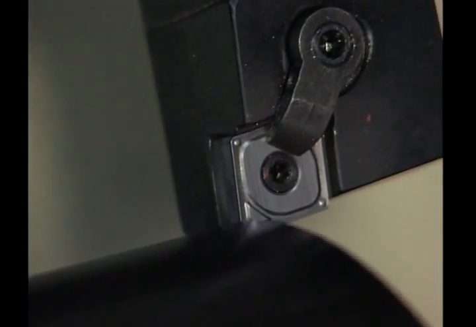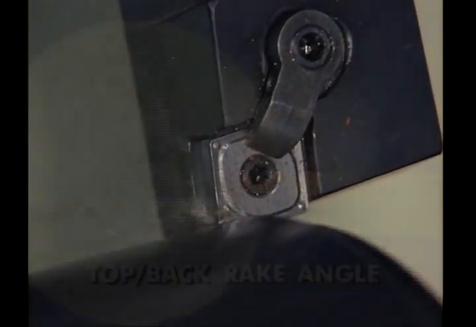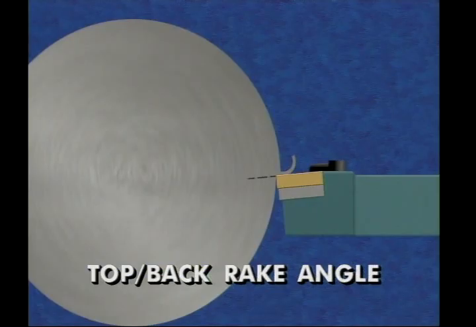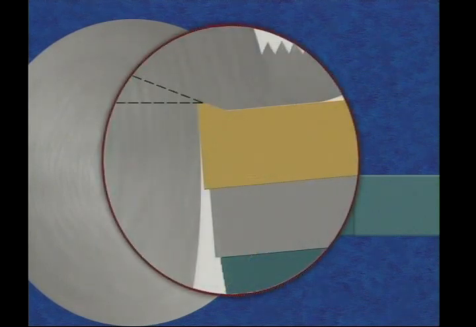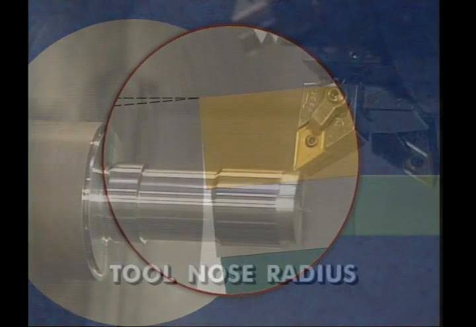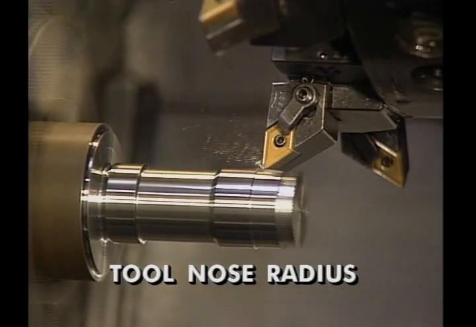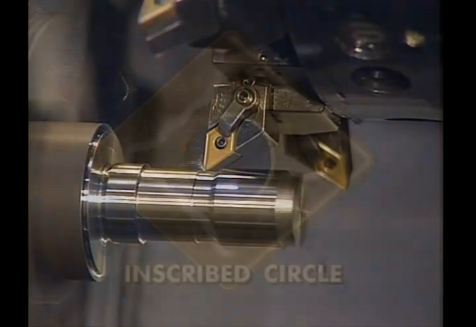The largest influence on chip flow in turning is the top or back rake angle. This is the angle created by the top of the cutting tool and an imaginary line drawn horizontally through the workpiece diameter. A positive rake cuts freely. A negative rake is stronger but generates more force in cutting. The tool nose radius helps determine insert strength as well as workpiece surface finish.